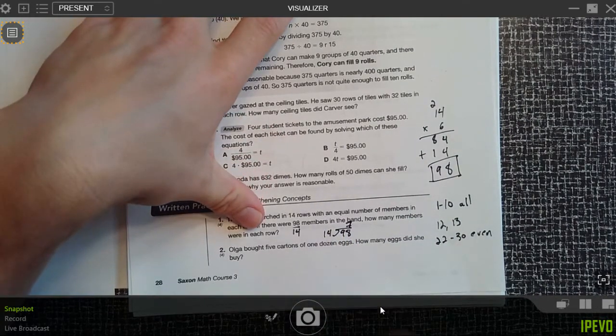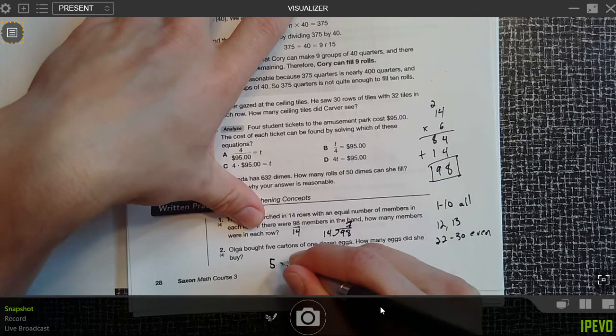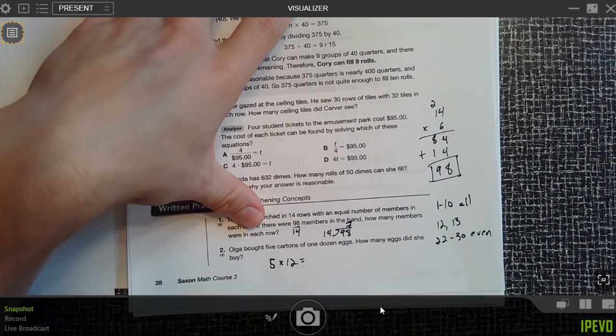Olga bought 5 cartons of 1 dozen eggs. How many eggs did she have? So 5 times 12 equals 60.